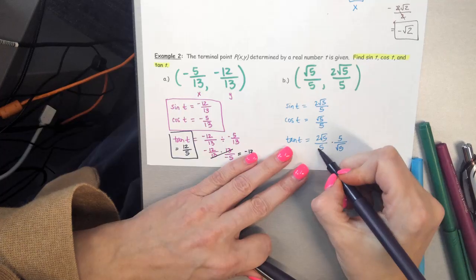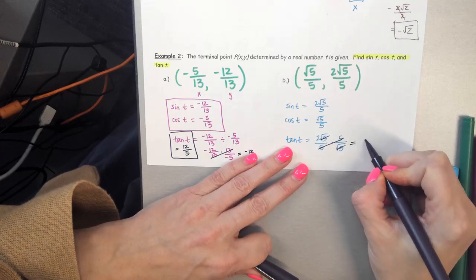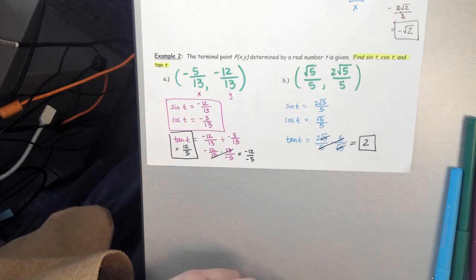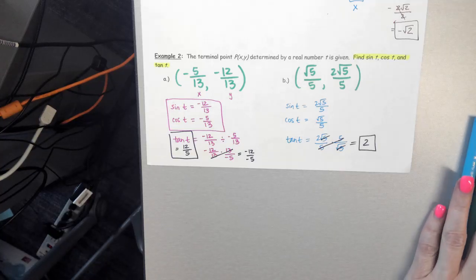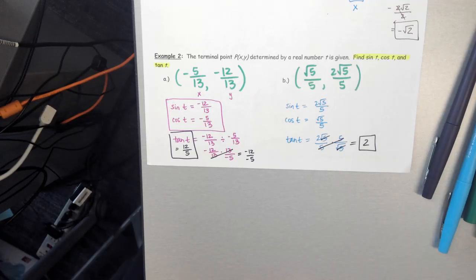All right, and you guys can check to make sure you did your cancellations correctly. Okay, so your sine is your y, cosine is your x, tangent reduces to 2.